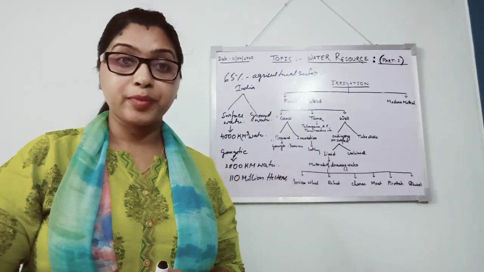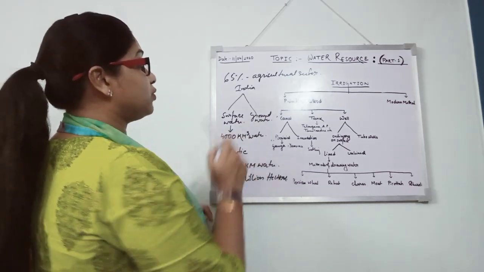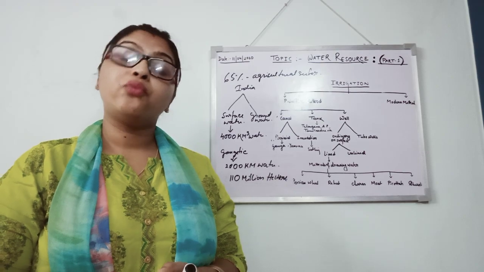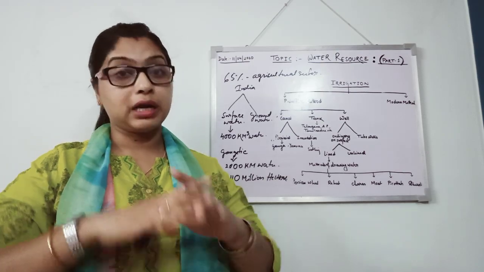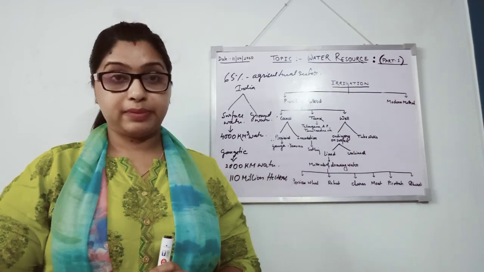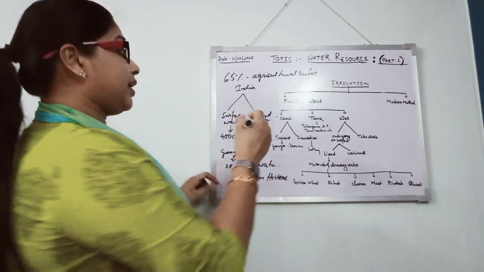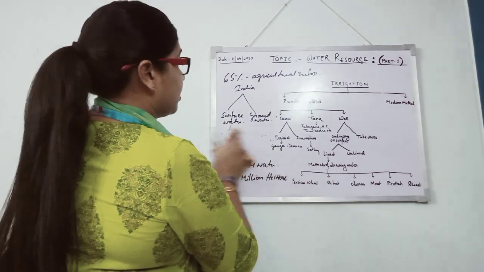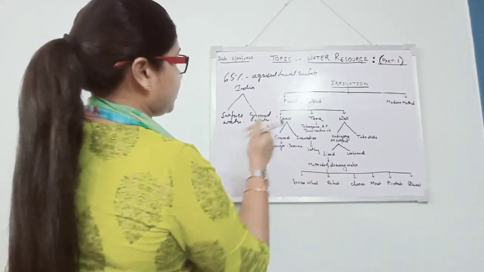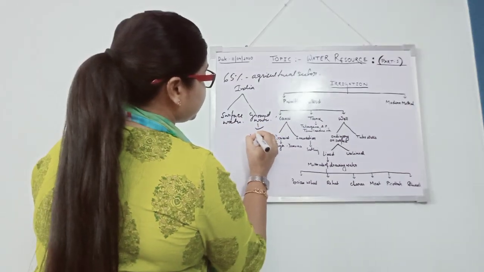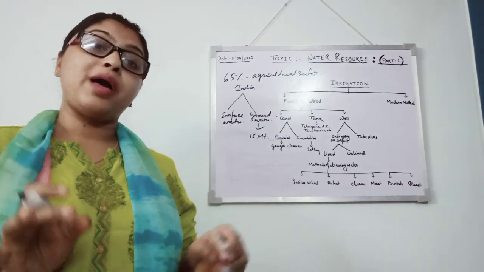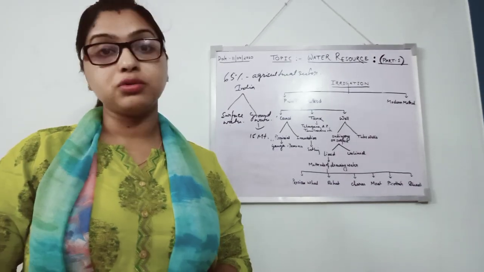Is it clear? Now, what is groundwater? Groundwater is the water which we can get under the ground, meaning under the earth's surface. We can say below 15 meters of depth, the water available there is known as groundwater.